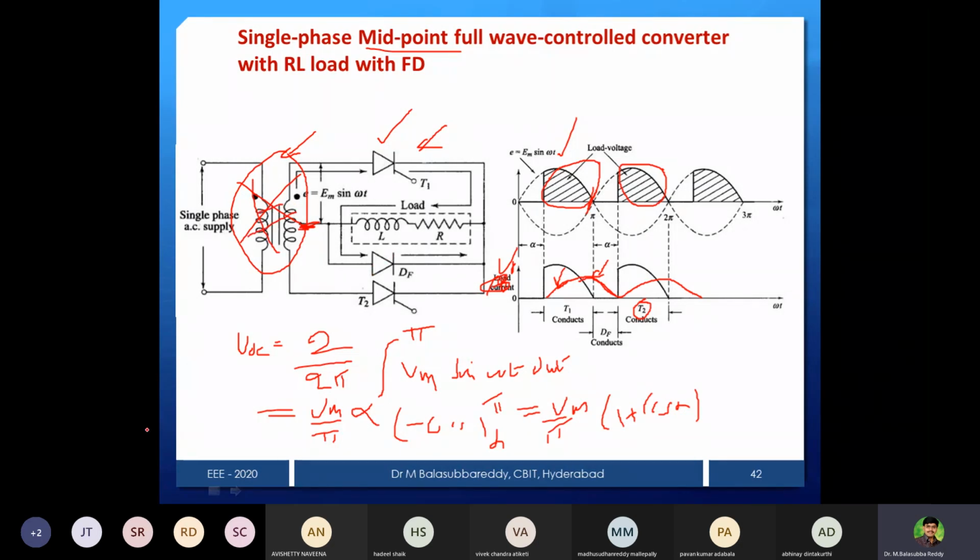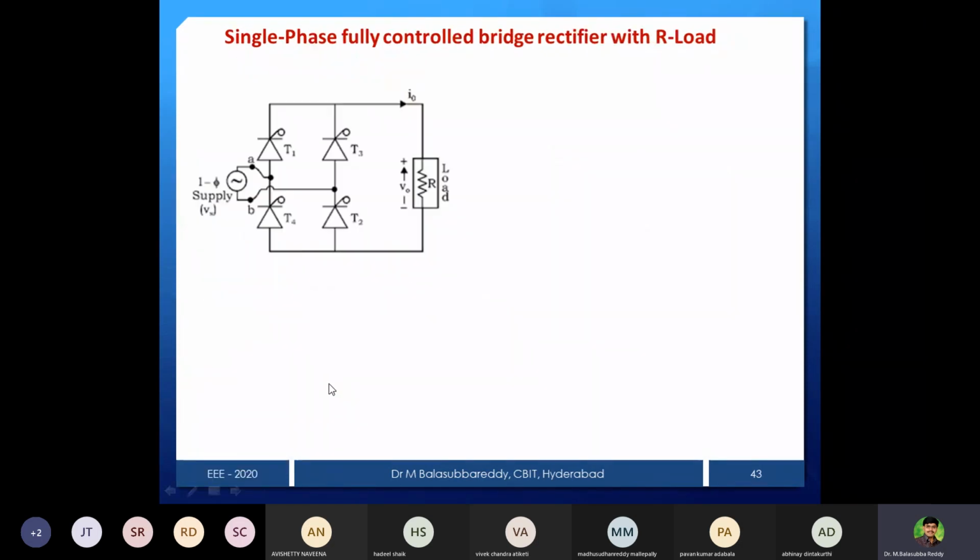To remove the transformer, we go with the bridge type configuration, but the average expressions and the magnitude of the output are exactly the same. It won't differ in anything. The only intention here is to remove the transformer. That is the only purpose.